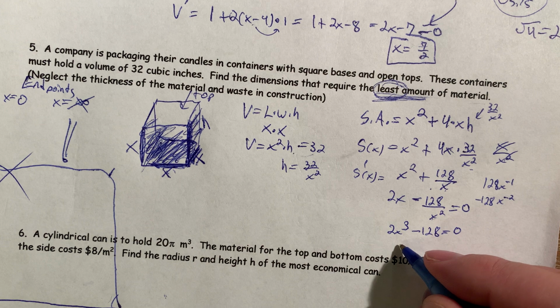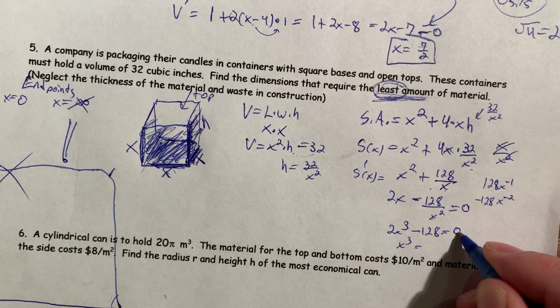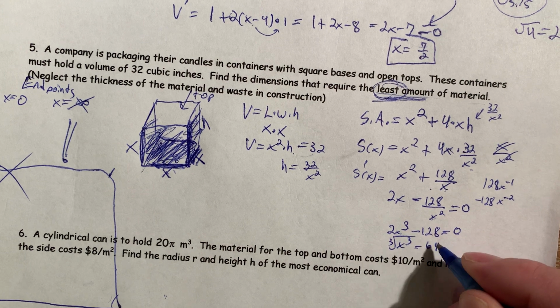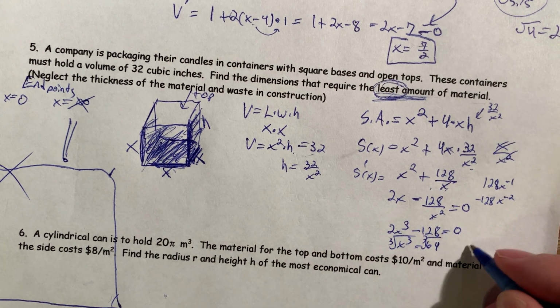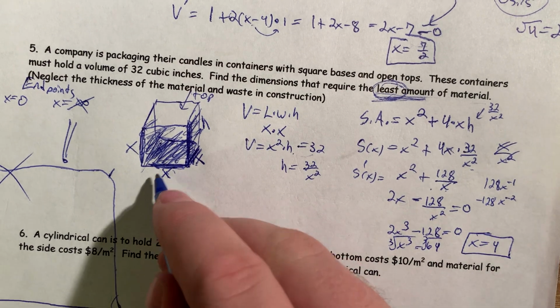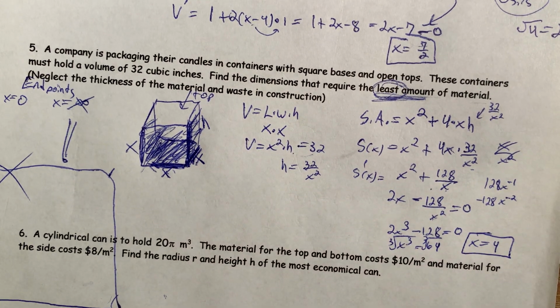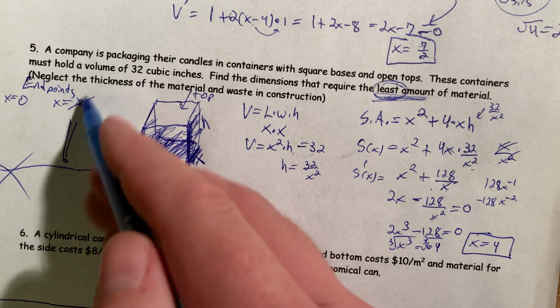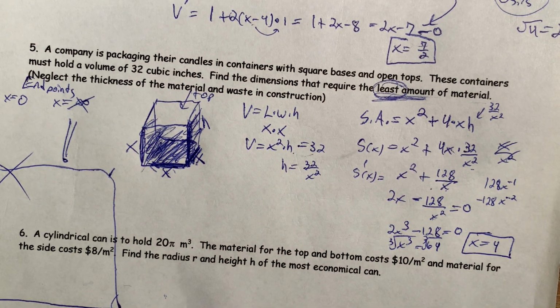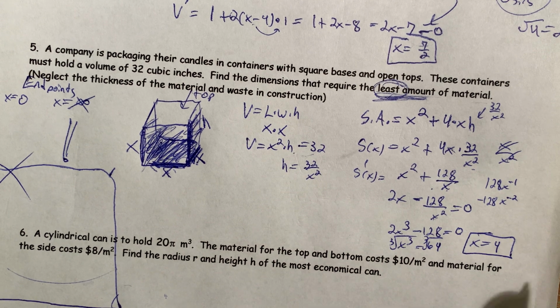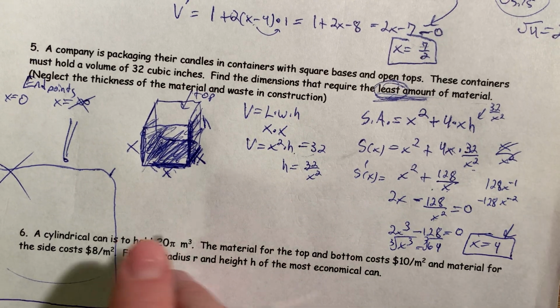Move the 128 to the other side and divide by 2. So 128 divided by 2 is 64, and the cube root of both sides to undo cubing, x is 4. So x equals 4 will make there be the least amount of material. I know that because when x equals 0, this needs to be infinitely tall. That's infinite material. And if x gets really big, then how is that going to help you have the least amount of material? It's got to be just x equals 4.